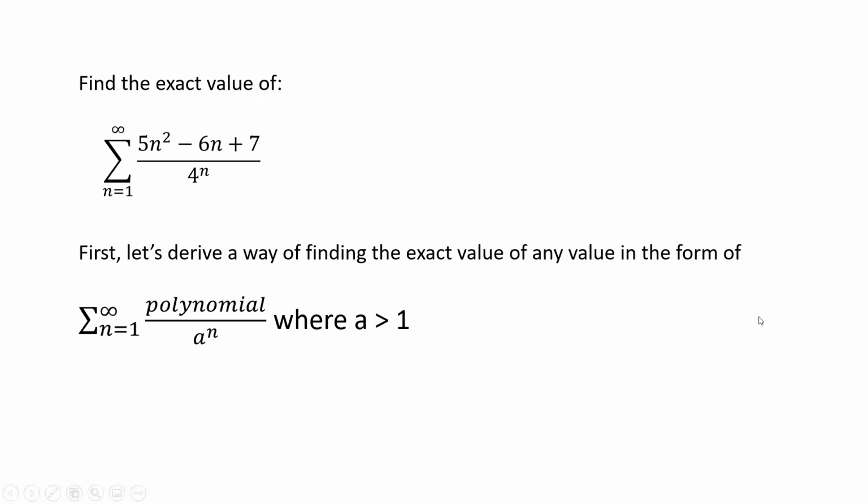And so what we're going to do is break this problem up into 3 stages in order to be able to generalize it for this kind of question, and then I'm going to show you how to broaden it further for any polynomial over a to the n. And of course, we're assuming that a is greater than 1 because it has to be something that we know is convergent.